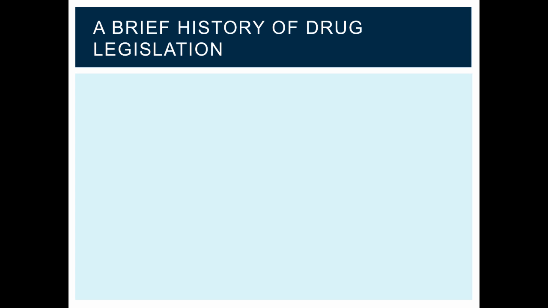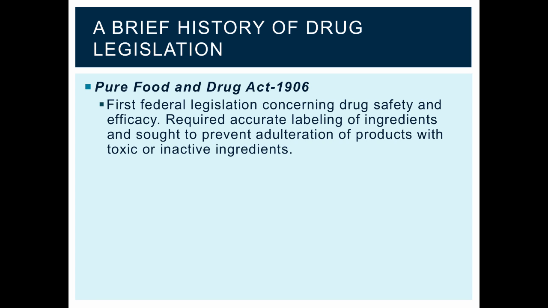I think it's worthwhile to understand a little bit of history behind pharmacology. The first act that I want to talk about came about in 1906. It was the Pure Food and Drug Act. This act was the first federal legislation that had to do with drug safety and efficacy, and it required accurate labeling of ingredients, and it sought to prevent adulteration of products with toxic or inactive ingredients.